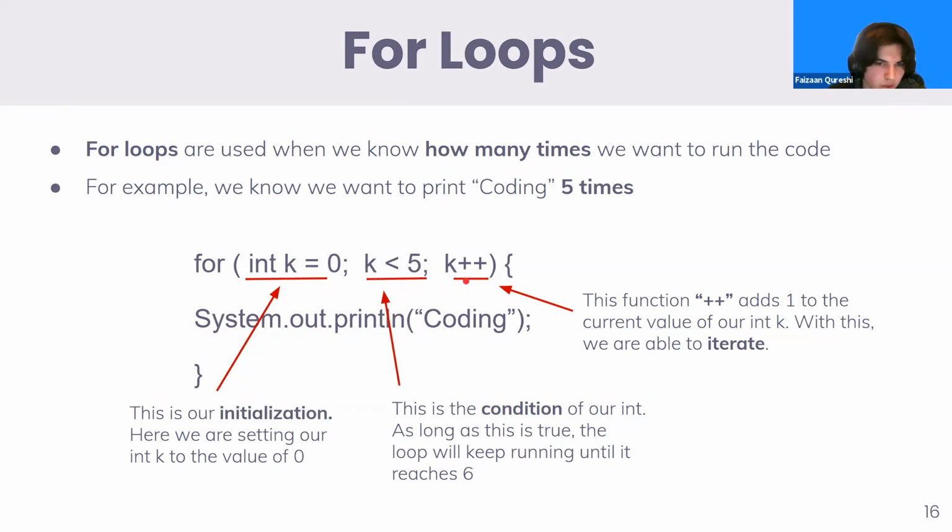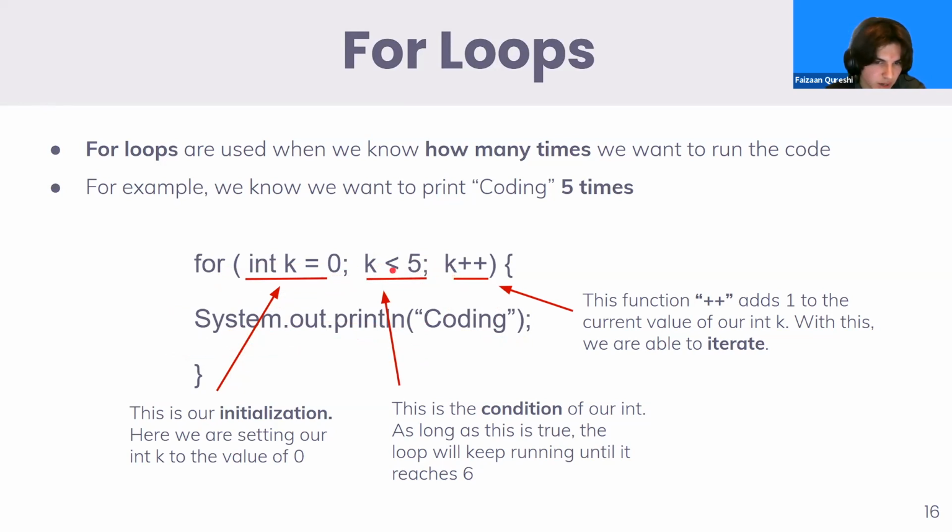Just to bring it all together, when we're running our code, we start off with k equals 0. k is less than 5, so we're going to run our code. We're going to have it print coding once, and then k++. So k is now 1. Let's run through it again. Now that we have 1, is 1 less than 5? 1 is less than 5, so it's going to run through this code. It's going to print out coding, and then it's going to do k++ again. It's going to keep repeating this until we get to k equals 5.